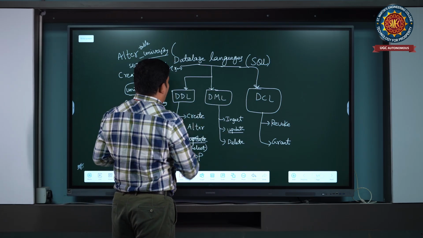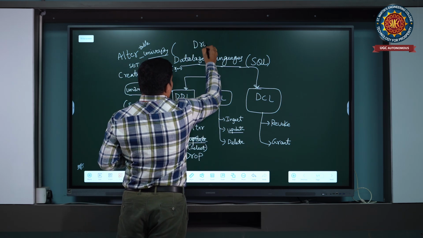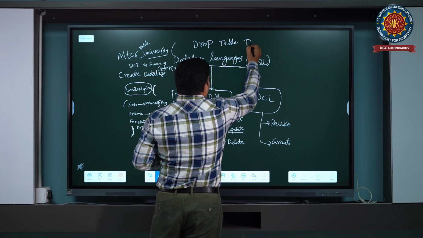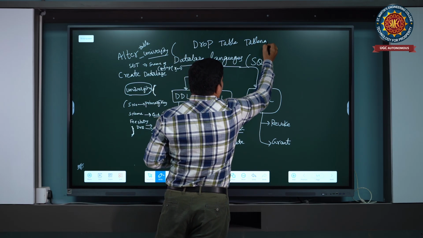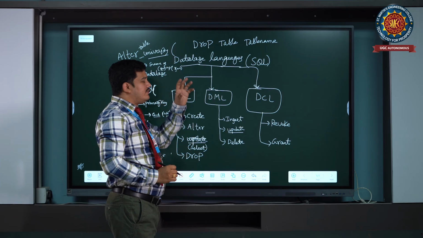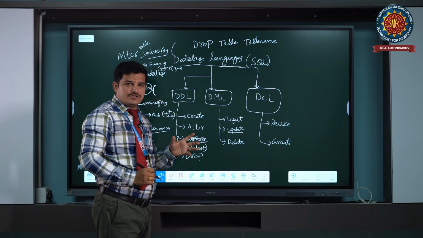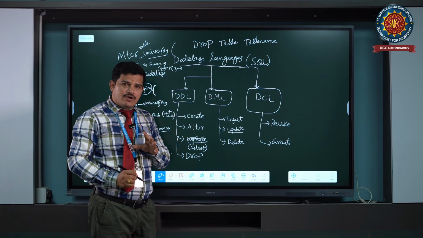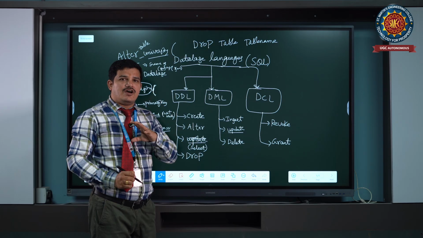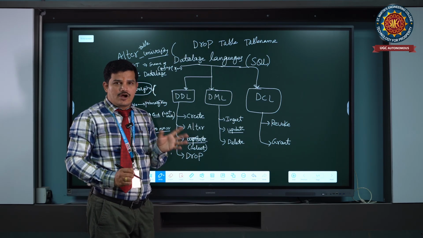Now coming to drop: DROP TABLE table name. What will it do? It will entirely drop that table. That means whether the data is contained or not, the data will be gone, and the schema structure will also be gone. This is what the drop command does.